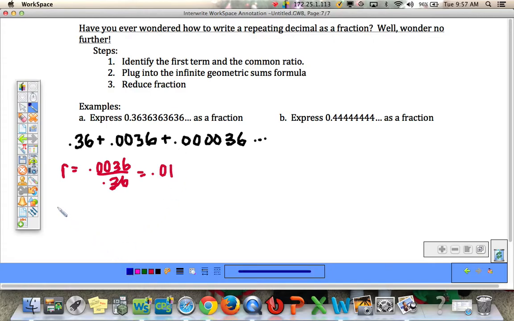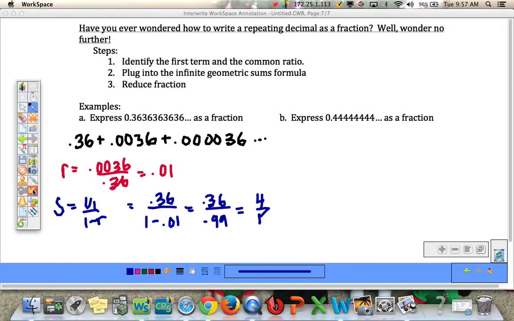So we can plug into the sum formula. We know the first term and we know the ratio. The first term is 0.36. The ratio is 0.01. That becomes 0.36 over 0.99. And if you reduce that fraction, that's the same as 4 out of 11. We could divide each of the terms by 9. So 4 out of 11.